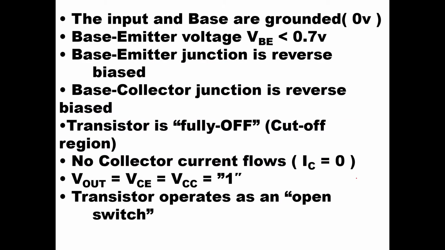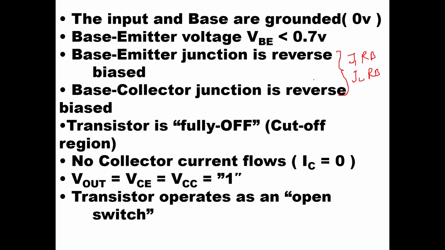Okay. If you see the conditions of that open switch, the input and base are grounded to 0. Base emitter voltage VBE is less than 0.7 volt, which is the cut-in voltage. Base emitter junction is reverse biased. Base collector junction also is reverse biased. So both the junctions, J1 and J2, are reverse biased when the transistor is operating in the cutoff region. So the transistor is fully off.